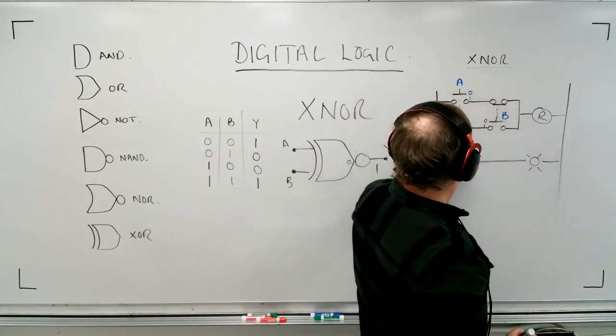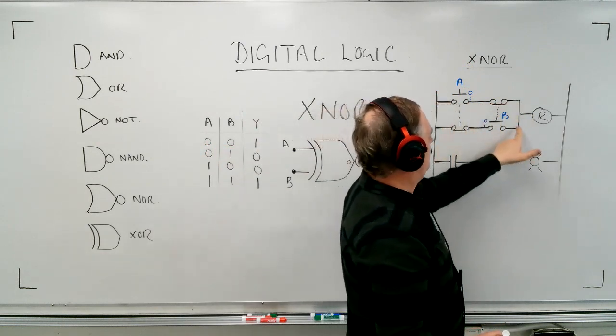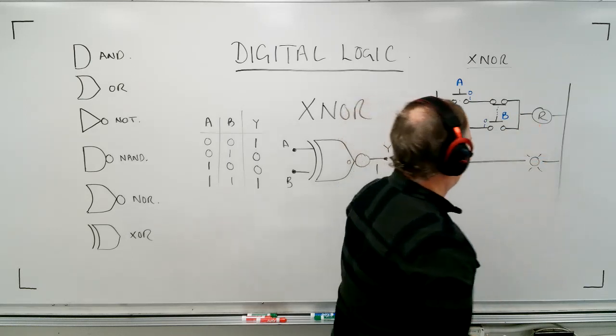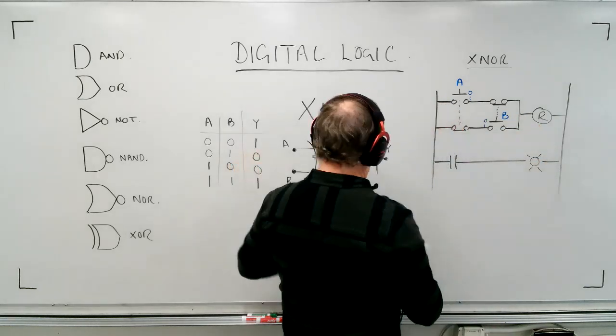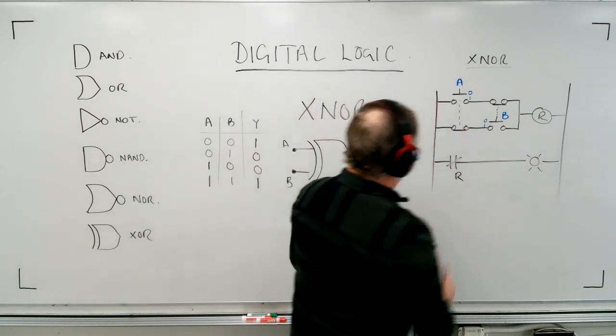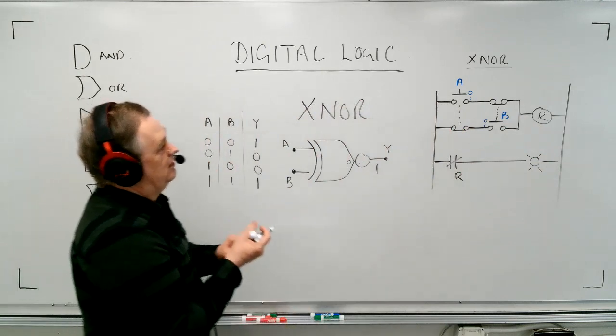So not touching A, that means there's no continuity through this line. However, at the same time, this is open, so there's no continuity in this line. So we go, okay, that means this is de-energized. We go, but wait a minute, the light is supposed to be on. Oh, okay, this must be a normally closed R contact. Okay, now we're done with that drawing, and now let's see how it operates.